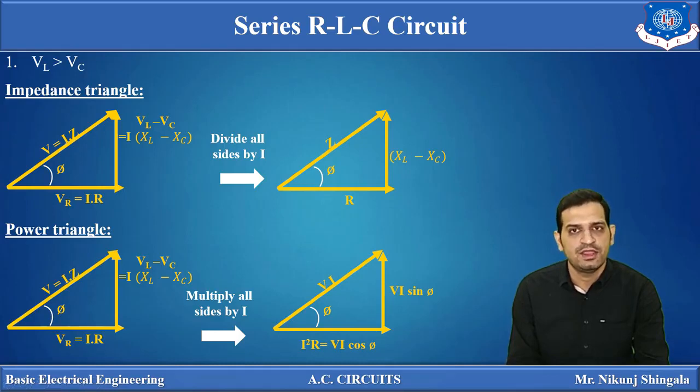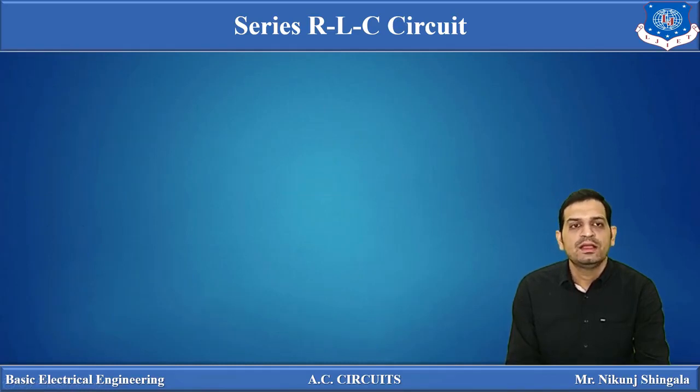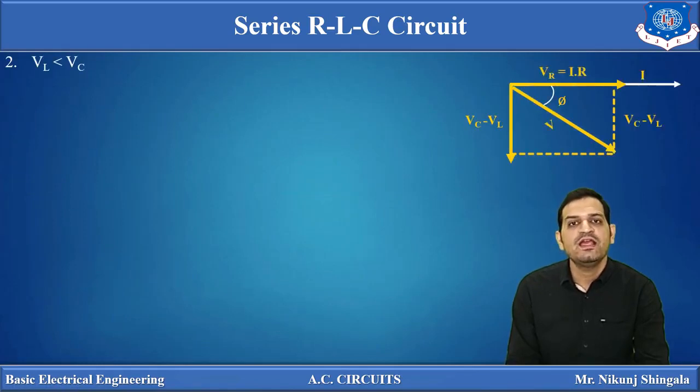Now moving towards the next case, that is VL less than VC. If VL is less than VC, our phasor diagram will look like this, because VC is dominating over here. So the resultant vector of VL and VC will be in the downward direction. So this is VC minus VL, taking the projection over here.